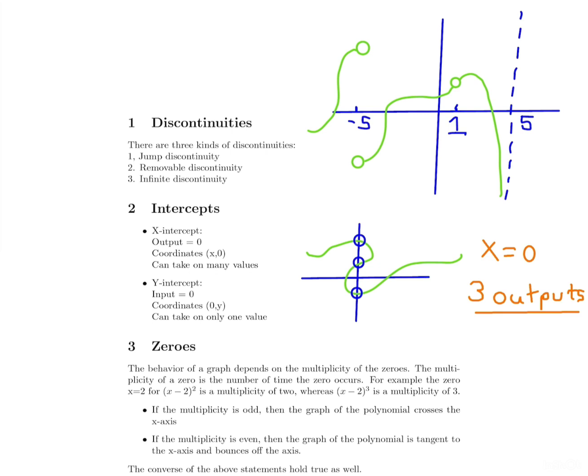For example, if we have the green function, which is not exactly a function, I'll explain you in a moment. So if I have a green function which intercepts the y-axis at three places, the three circle points, this means that x equal to 0 as an input corresponds to three different outputs. And we know from the definition of a function that one input can correspond to only one output, which means that it violates the definition of a function. So there is only one y-intercept for a graph.